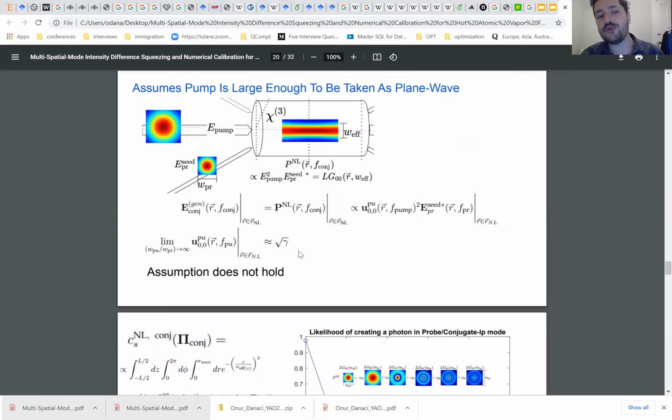But this assumes that if you take your pump beam large enough, you can take it as a plane wave, because its beam waist is large, its Rayleigh range is huge, and it's more or less some sort of constant gamma all throughout this. Its amplitude is gamma all throughout this, but actually it's not true. This is true if and only if this ratio goes to infinity.